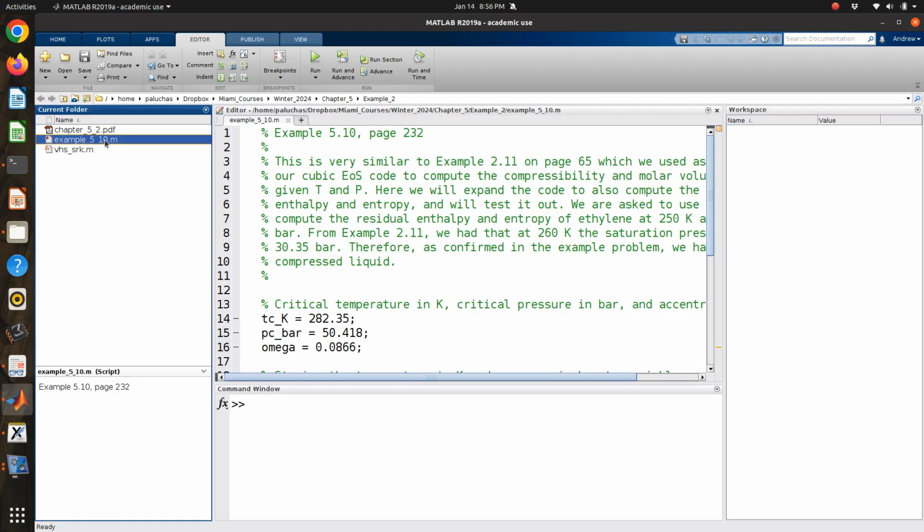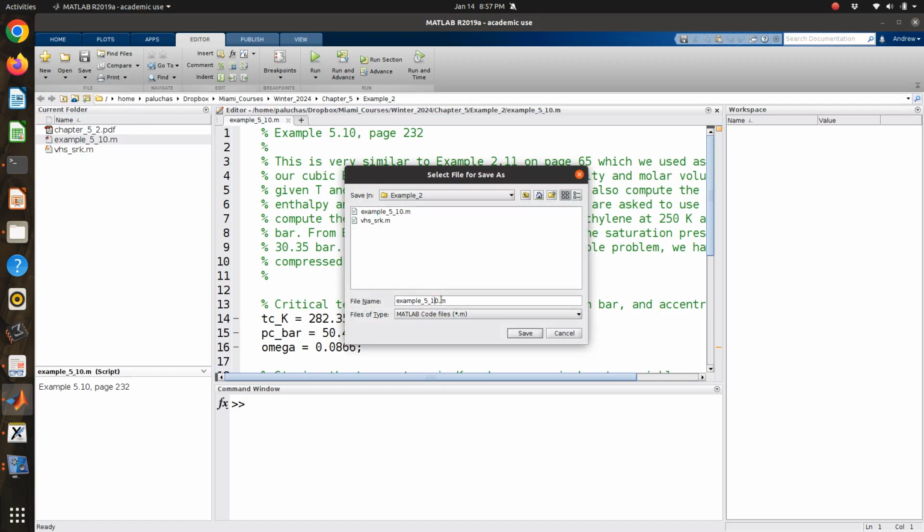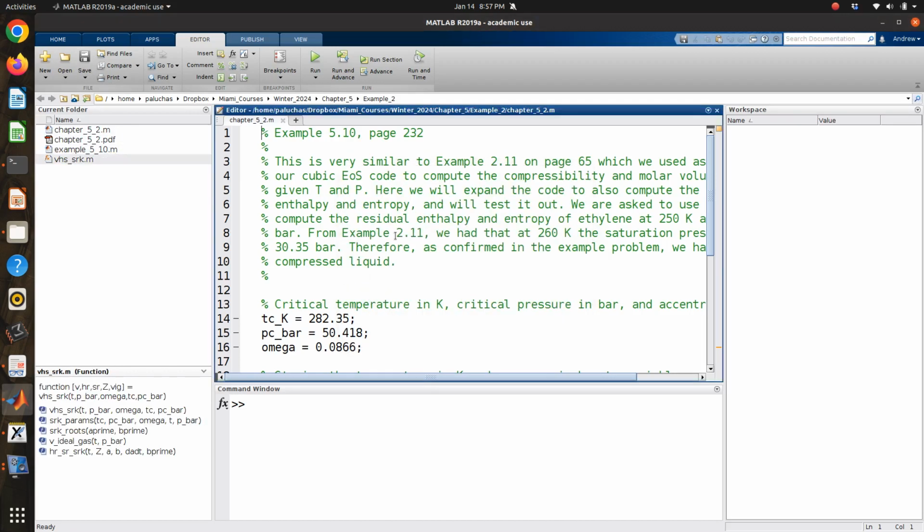This is what I'm going to use as my starting point, and I'm going to edit and update it for my problem. When I wrote my SRK equation of state code, I applied it to example 5.10 of the text. That way I could get an answer and compare and check to make sure it worked. So I'm going to start with this script for 5.10 and just update it for our problem. I'm going to call this chapter 5, and I'll just do an _2 for example 2.